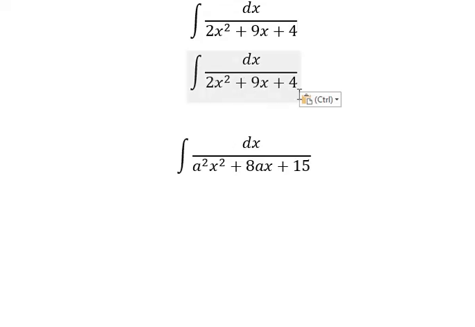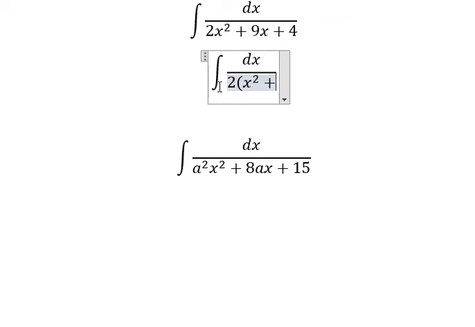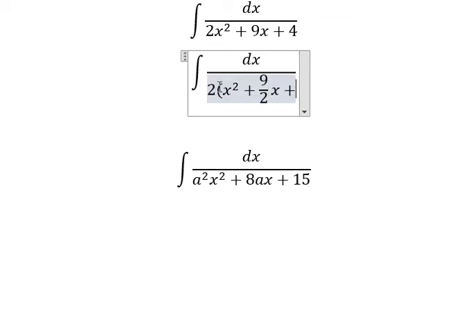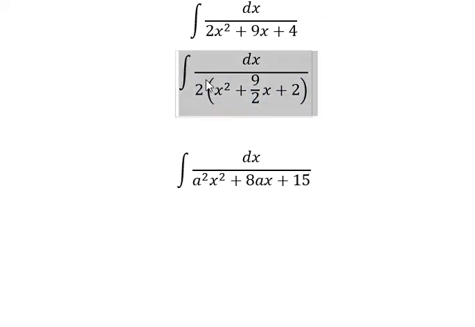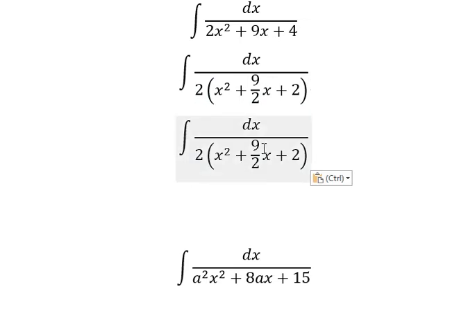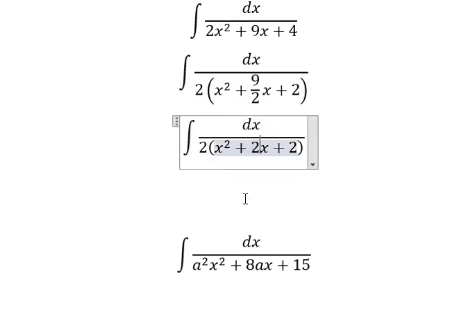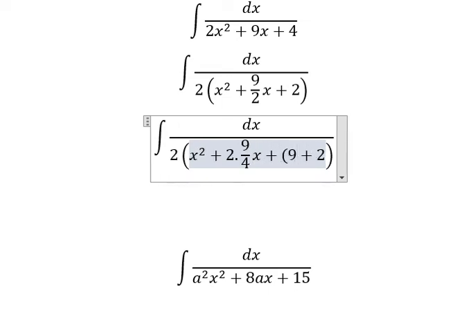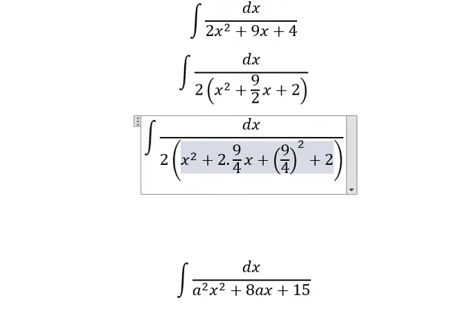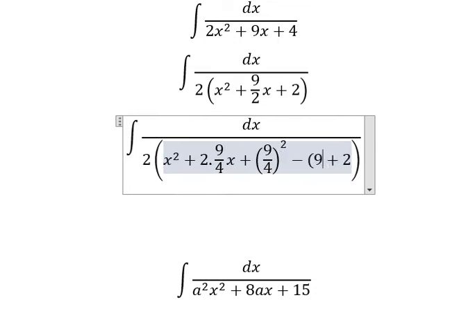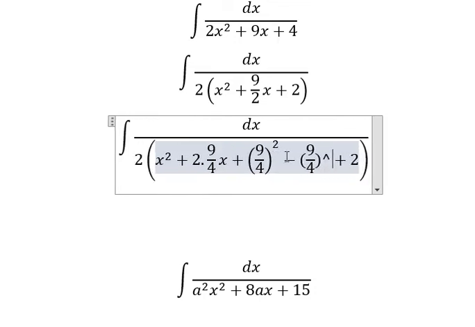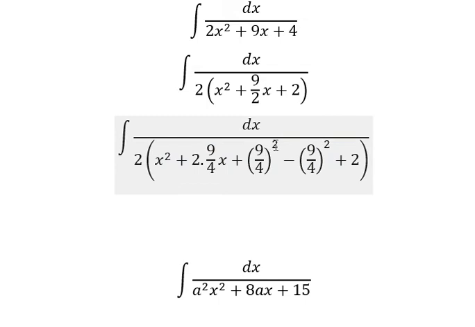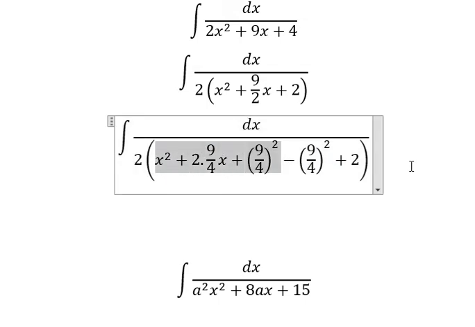About number 2, we can do factorization, and you get s squared plus 9 over 2s plus 2. For the 9 over 2, we need to put 2 multiplied by 9 over 4. So that means we need to add (9 over 4) squared, and later we need to subtract (9 over 4) squared, because I want to create an identity here.